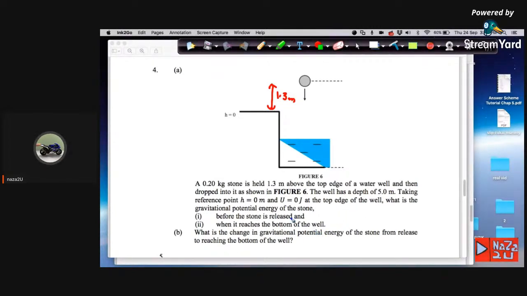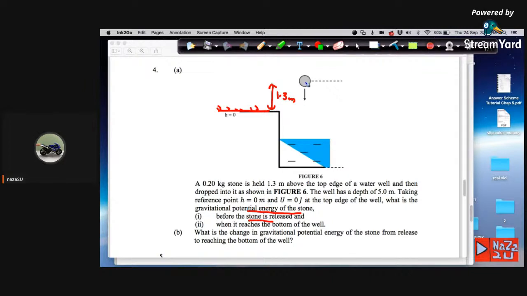So meaning here, taking reference edge, okay, ini katalah permukaan bumi contohnya. So kita ada satu lubang ataupun telaga yang ada air kat dalamnya. And okay, kita taking reference point H is equal to 0 and U is equal to 0 joule at the top edge of the well. What is the gravitational potential energy of the stone before the stone release?